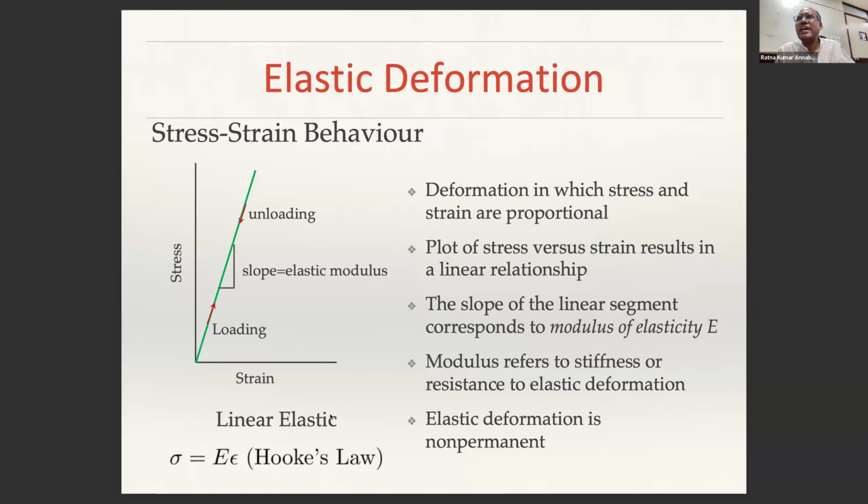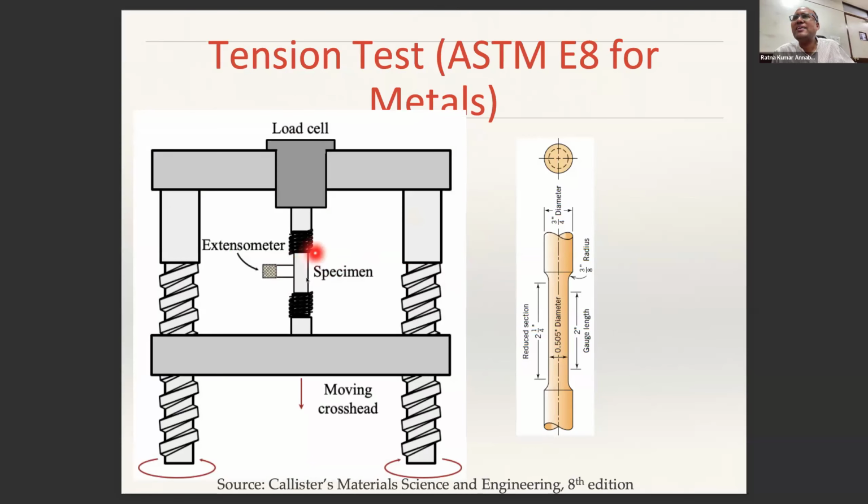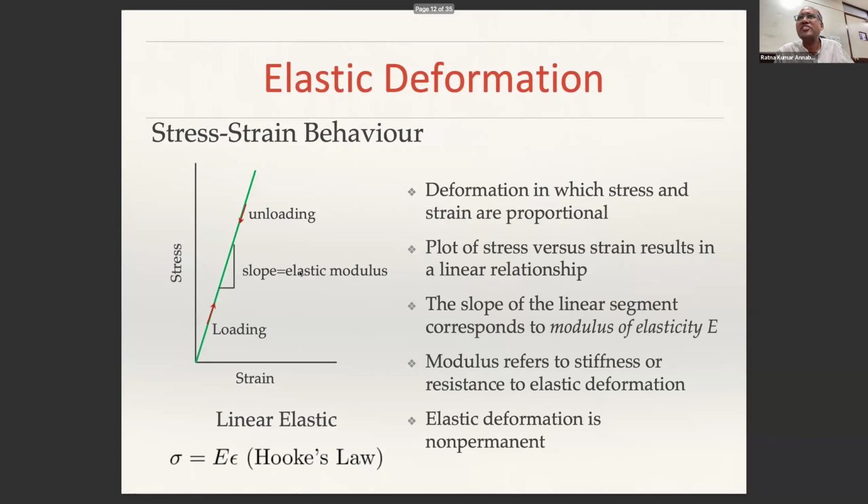So when you do this test, you put a metal specimen like that. Then when you apply the load, you can only measure load. And this is what we call the gauge section, where you have a gauge length and a gauge diameter. And you will measure load and displacement. That is all you will measure in a uniaxial tension test. But that load and displacement data has to be converted to stress-strain data. Here we are talking about engineering stress versus engineering strain.